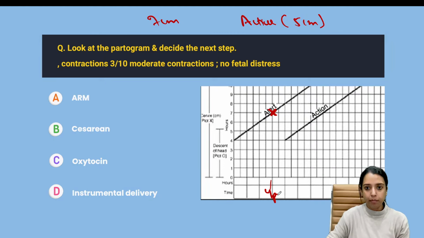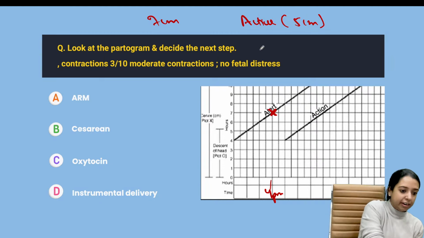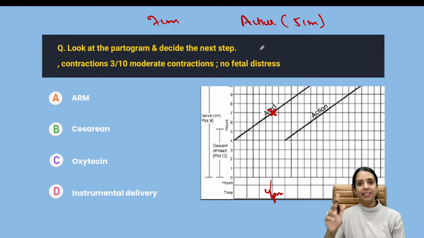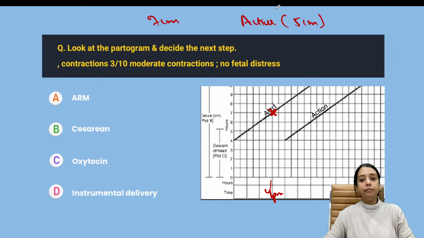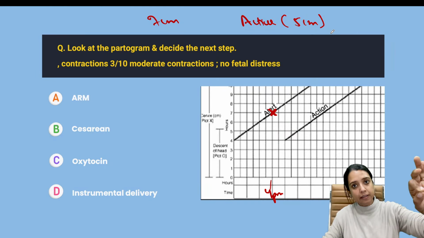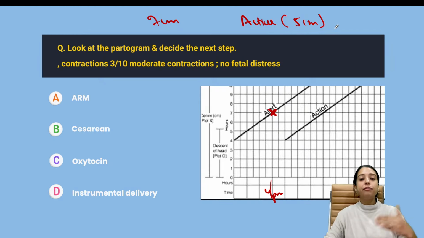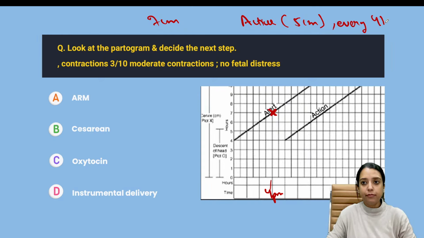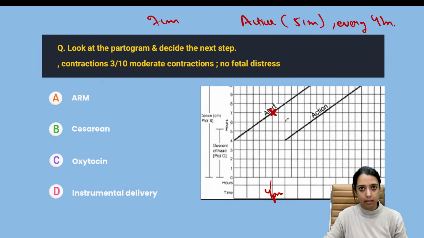Suppose she comes at 4 p.m. So the important thing: when is it started? It is started at active phase, at 5 centimeter. The first plot is on the alert line. Second, how frequently do you plot? Every 4 hours. Not compulsory, but yes, every 4 hours the PV is done and plotting is done.